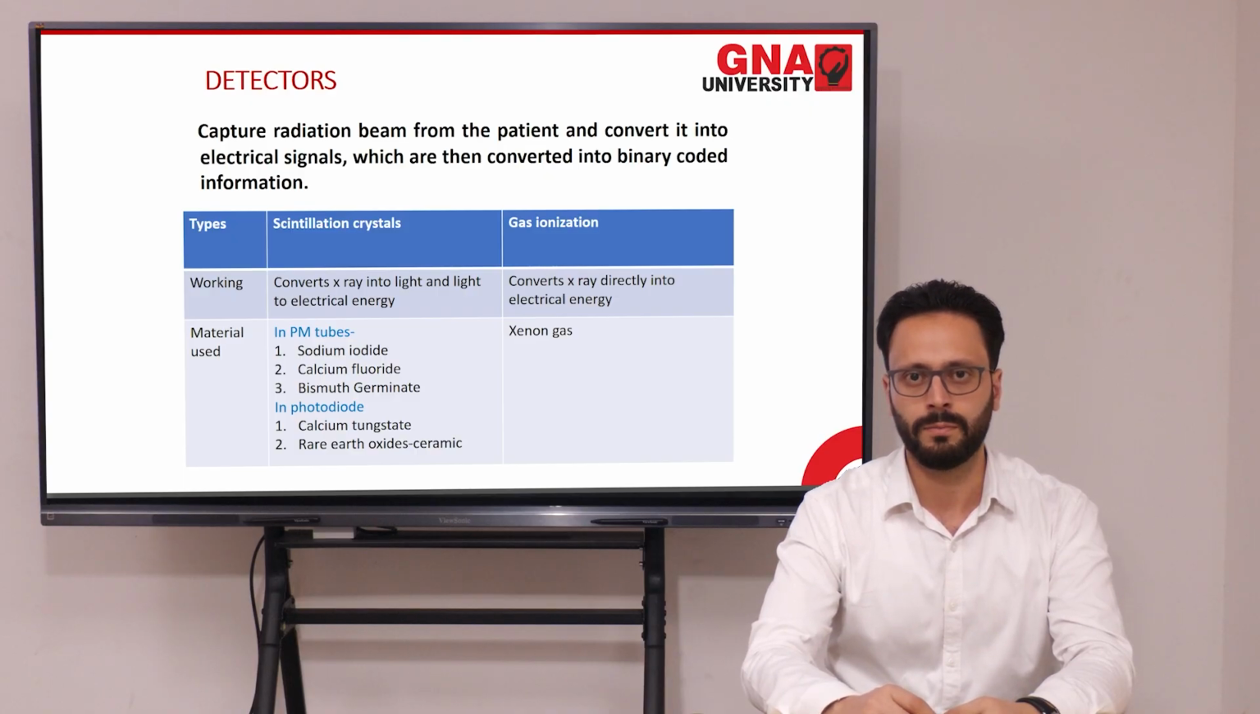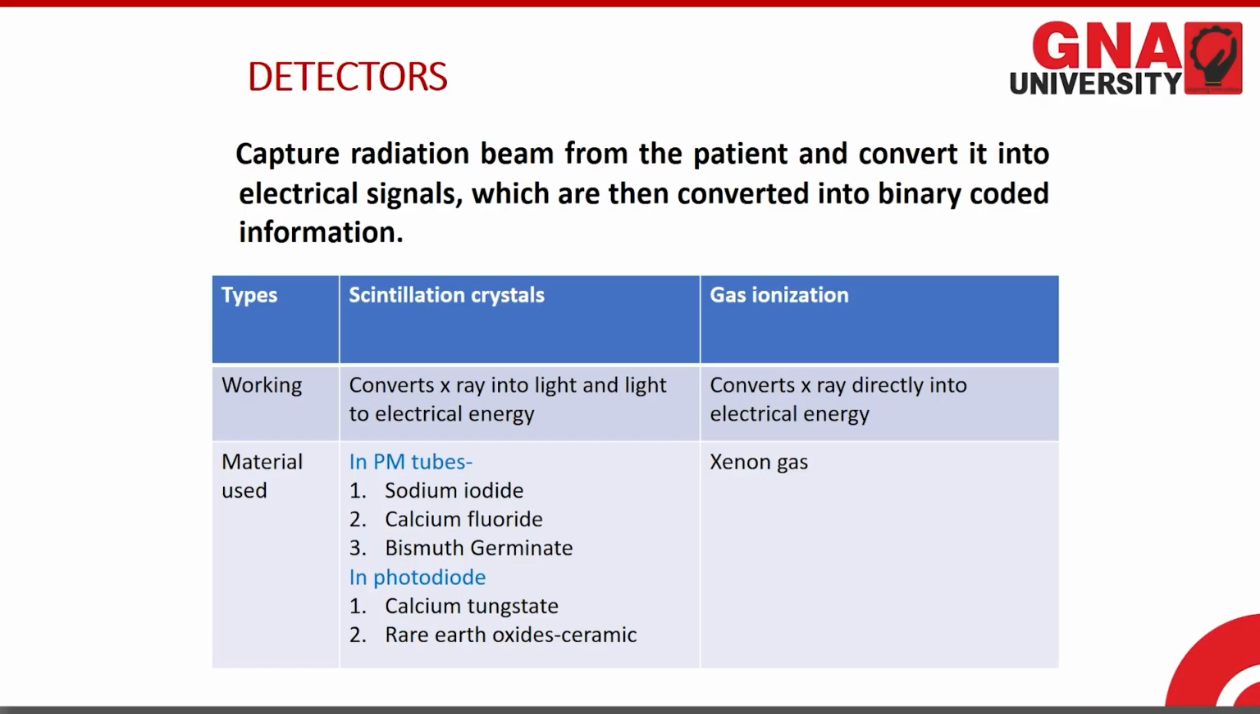The next part of the CT imaging system is known as detectors. Detectors are responsible for capturing the radiation beam from the patient and converting it into an electrical signal, which is then converted into binary coded information, and that information is converted into a cross-sectional image. There are different types of detectors. Earlier we were using gas-filled or gas ionization detectors, but in modern times, we are using scintillation crystals.